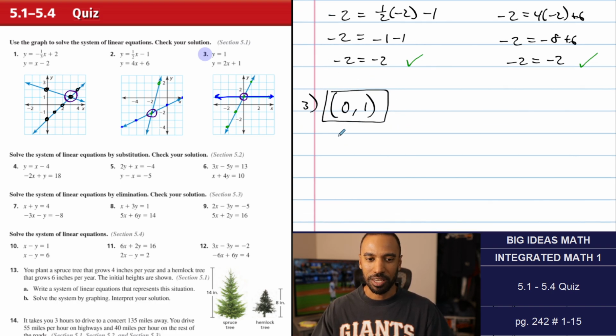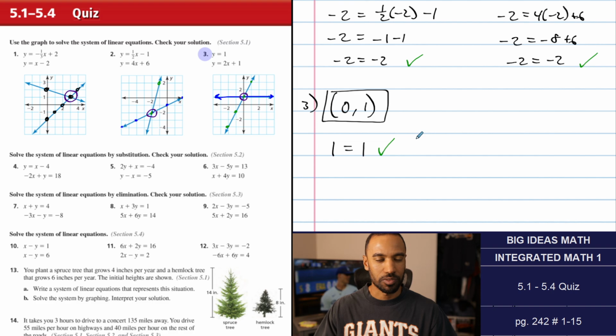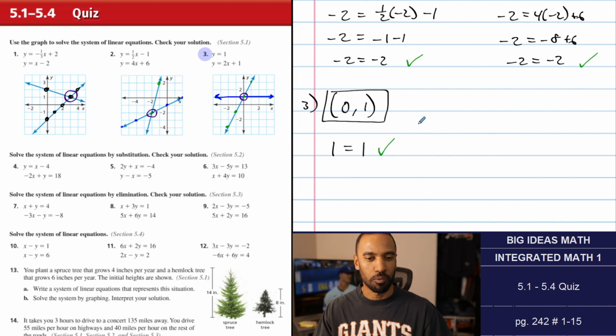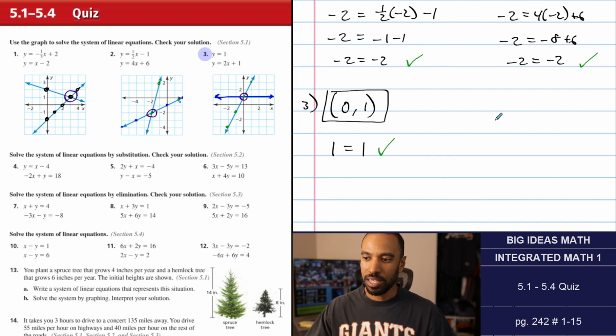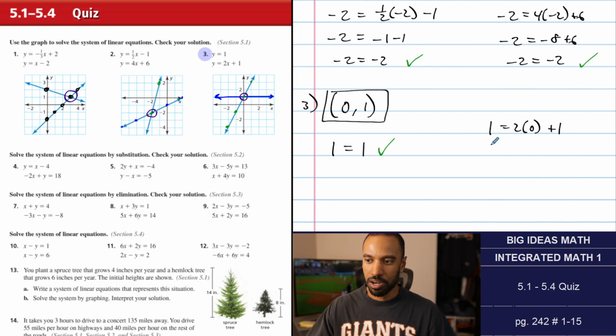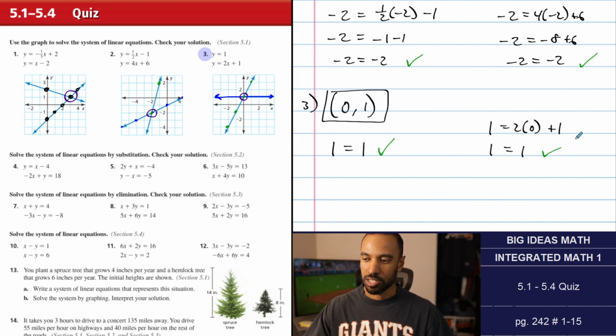Let's double check by plugging in 0 for x and 1 for y in the first equation. Mr. Robinson, I have nowhere I can plug in 0 for x. Well, then don't do it. Plug in 1 for y, you get 1 equals 1. And then 1 equals 2 times 0 plus 1. You can plug in 0 for x right there. 2 times 0 is 0. 0 plus 1 is 1. 1 equals 1 there. That also checks out.